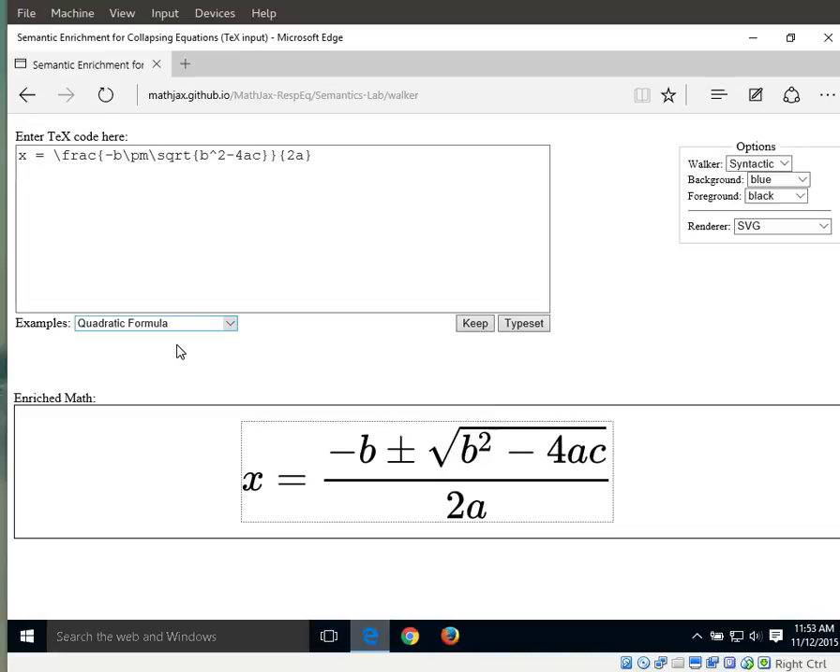To start the accessibility tool, we simply hit Shift and Space. X equals start fraction negative b plus or minus start root b squared minus 4ac end root over 2a end fraction.